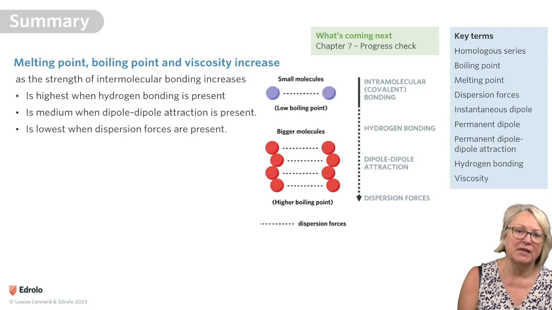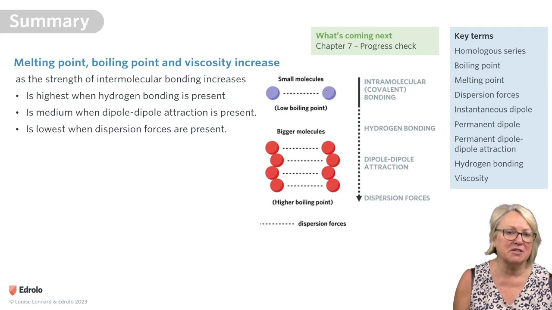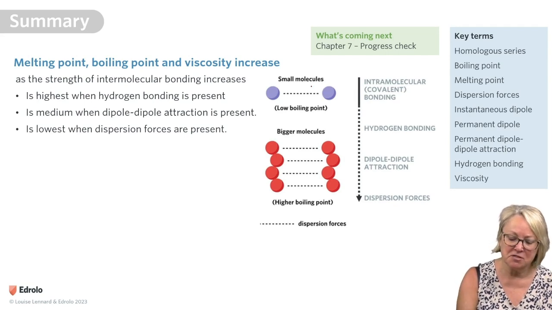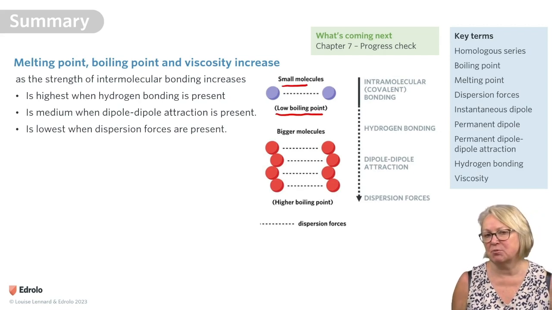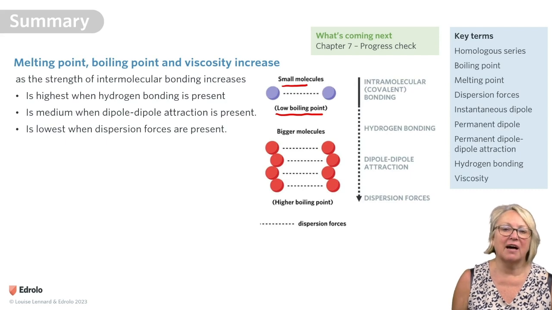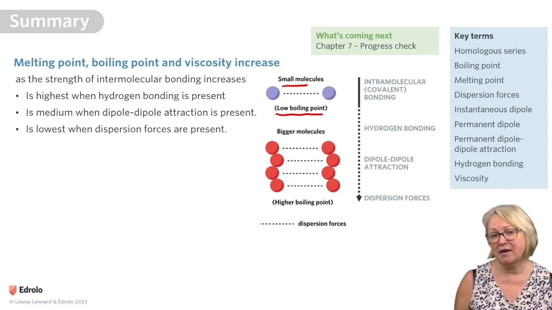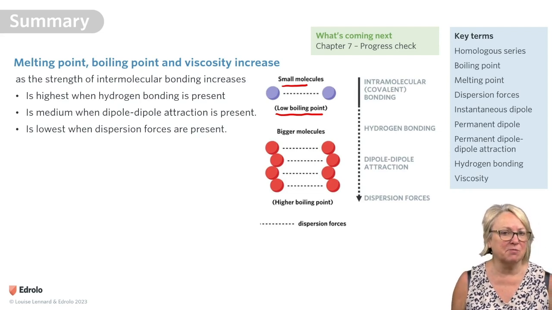Remembering that if we have a homologous series of compounds, the smaller the molecule, the lower the boiling point, the melting point, and the viscosity. As molecules get larger, there are more dispersion forces between molecules, resulting in a higher boiling point, a higher melting point, and becoming more viscous.